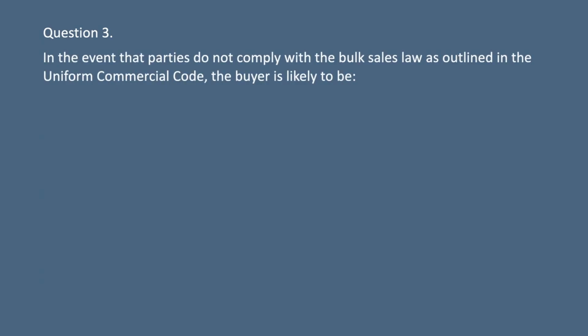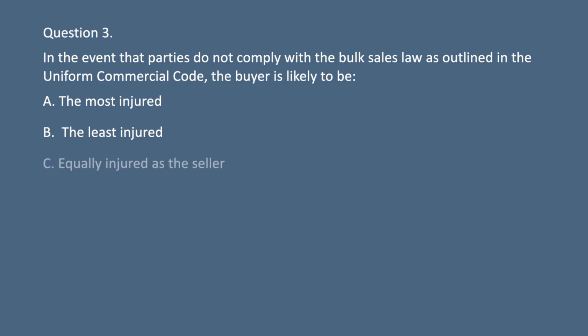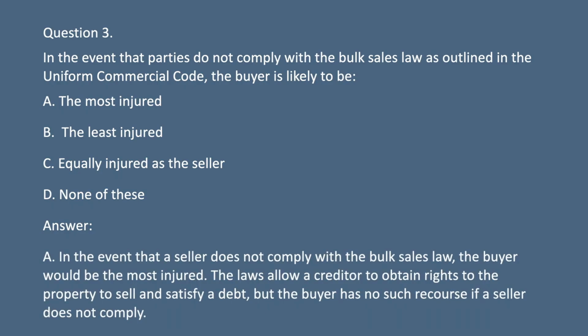Question 3. In the event that parties do not comply with the bulk sales law as outlined in the Uniform Commercial Code, the buyer is likely to be A. The most injured. B. The least injured. C. Equally injured as the seller. D. None of these. Answer A. In the event that a seller does not comply with the bulk sales law, the buyer would be the most injured. The laws allow a creditor to obtain rights to the property to sell and satisfy a debt, but the buyer has no such recourse if a seller does not comply.